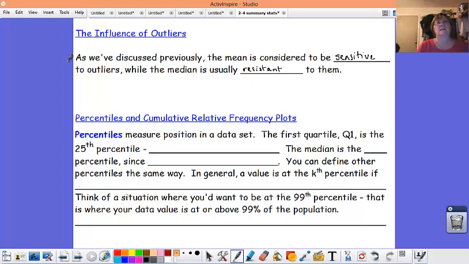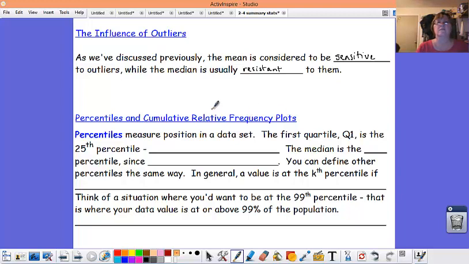So we seem to have like a little hodgepodge of ideas here today that we've put into one section. Sometimes that happens. The last of these things, or one of the last that we want to talk about, are percentiles, and it says cumulative relative frequency plots.